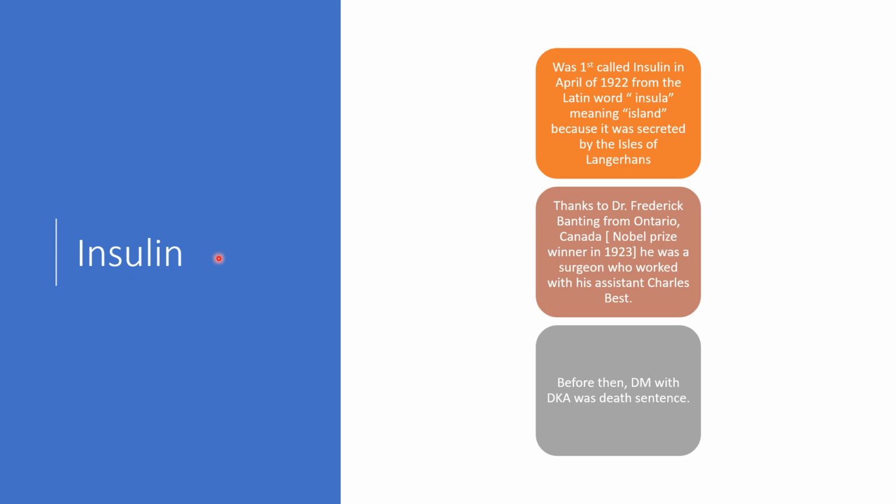Now, the insulin. It was first called insulin in April of 1922 from the Latin word insula, meaning an island. Why that? It was secreted by the islets of Langerhans. Thanks to Dr. Frederick Banting from Ontario in Canada, who won the Nobel Prize in 1923 for this discovery. He was a surgeon who worked with his assistant known as Charles Best. Before then, diabetes mellitus with diabetic ketoacidosis was a death sentence. Now, no more.